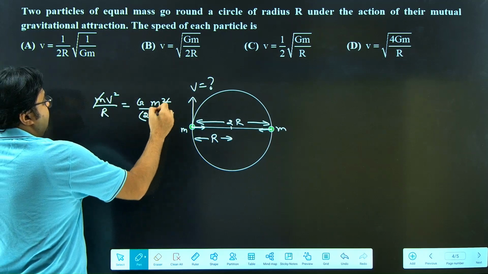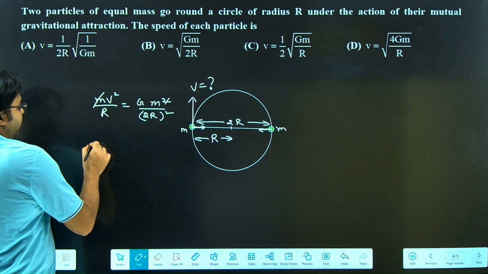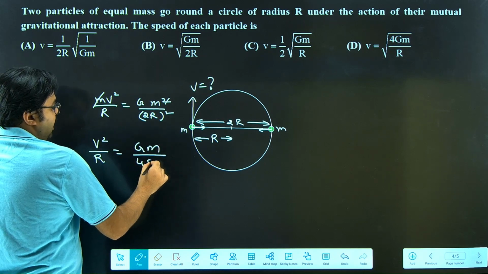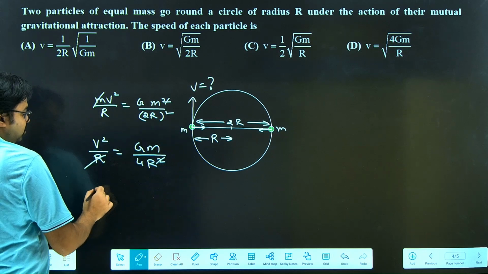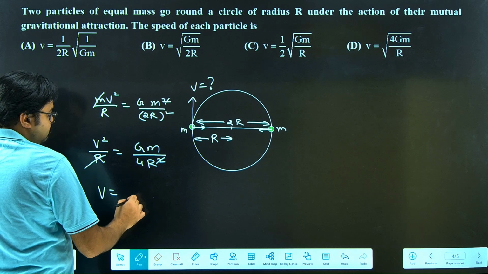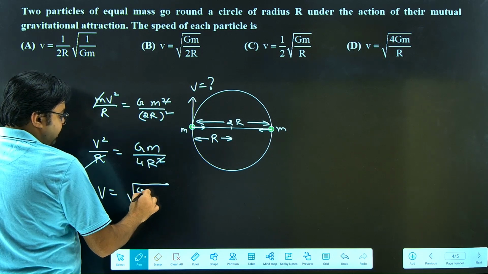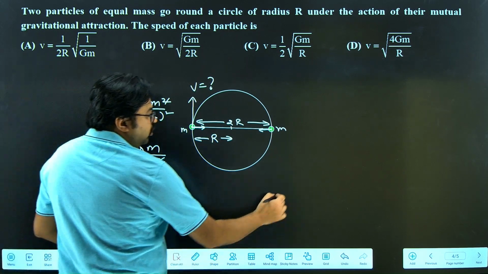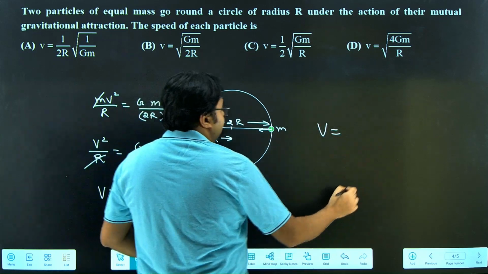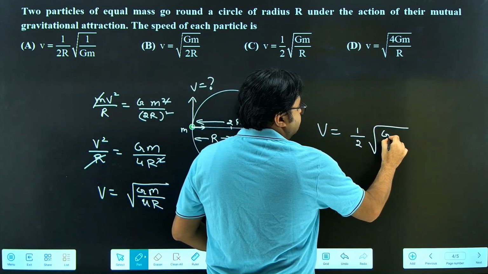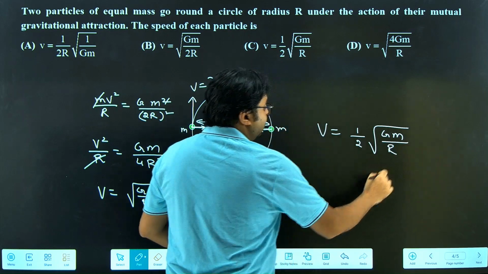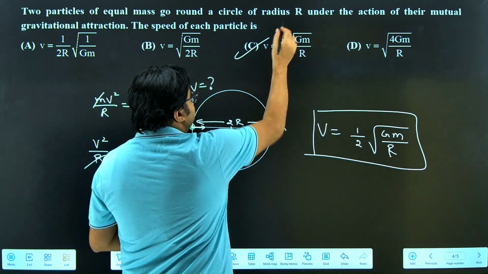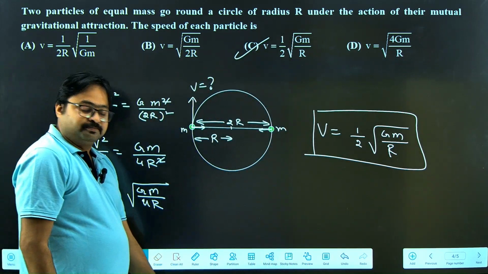So we have one m and the other getting cancelled. Well, we have v squared divided by r being equal to Gm divided by 4r squared. One r gets cancelled. So we have v equal to, if I take a root, root of Gm divided by 4r is what you have. Root of 4 is 2. So you can write the velocity v as 1 by 2 times root of Gm by r. And that is option C. That's how you get to the answer.